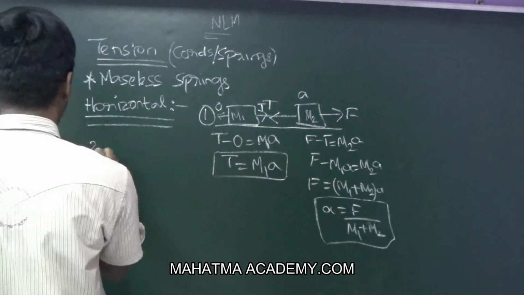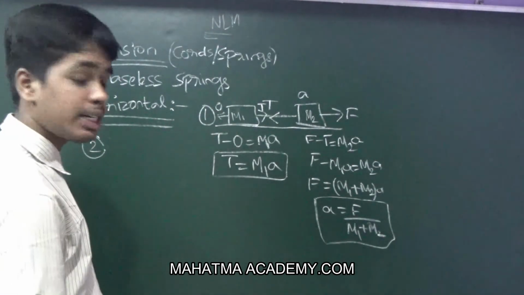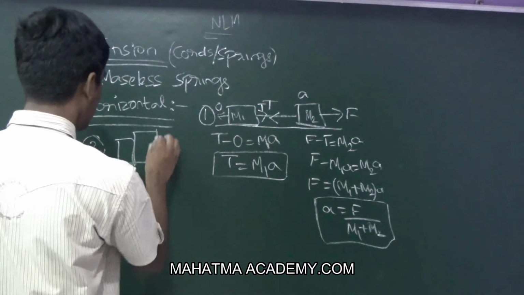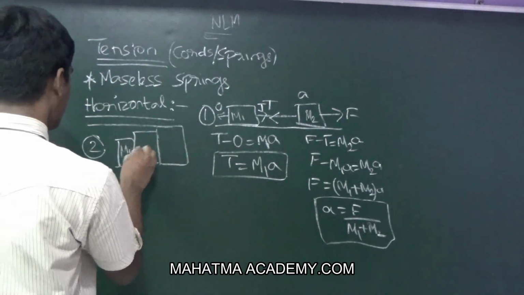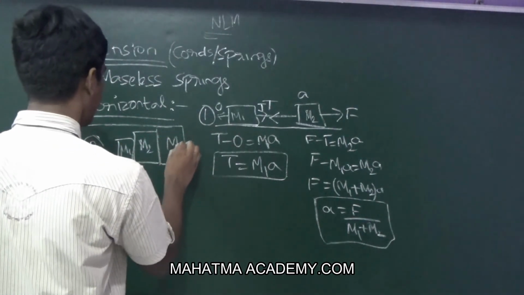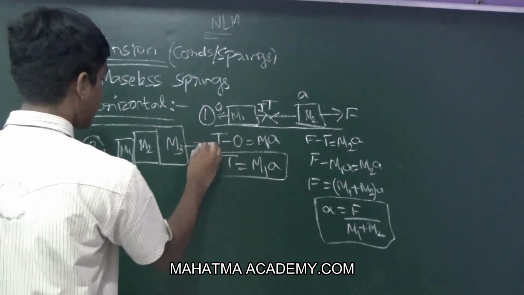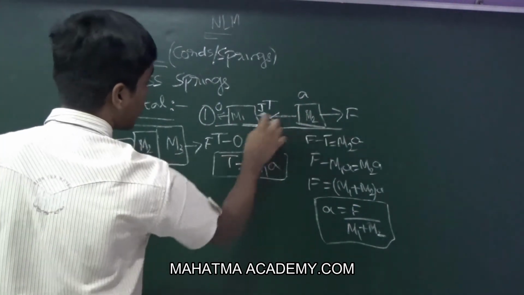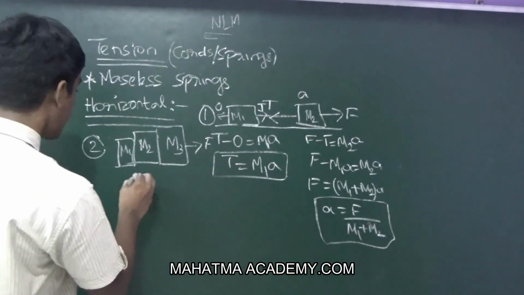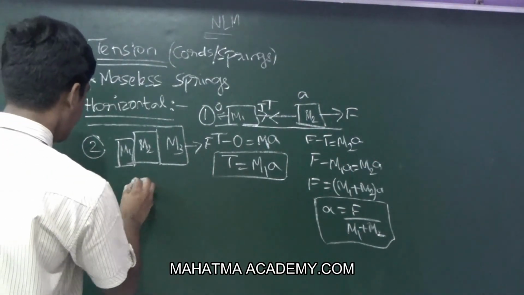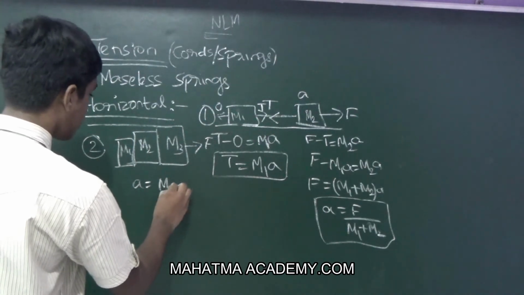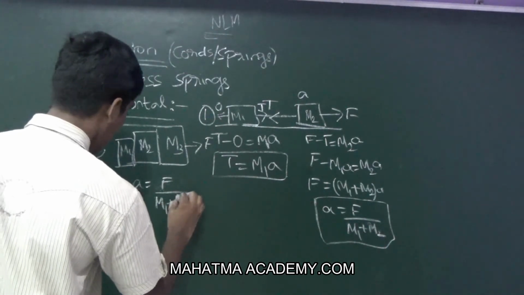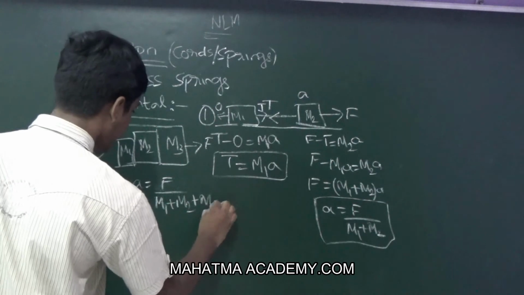Now for the second case, if we have three bodies, 1, 2 and 3, m1, m2 and m3, pulled by a force F. As we have seen, acceleration is equal to the force upon the total mass. So from here we can get acceleration is equal to force upon (m1 plus m2 plus m3).